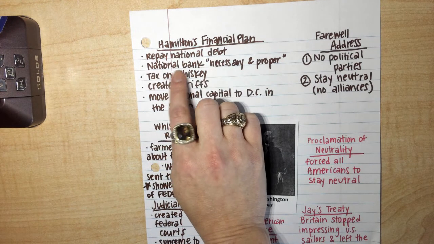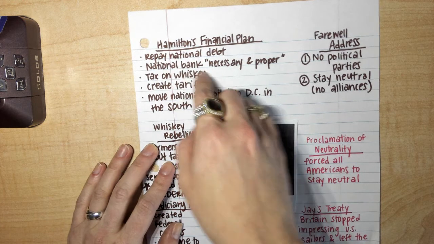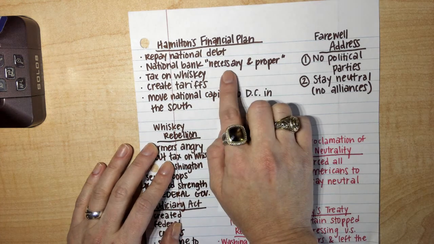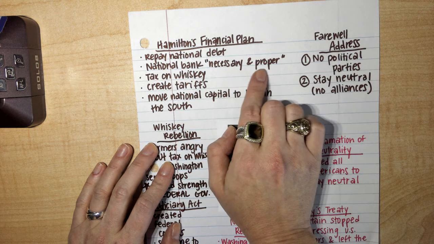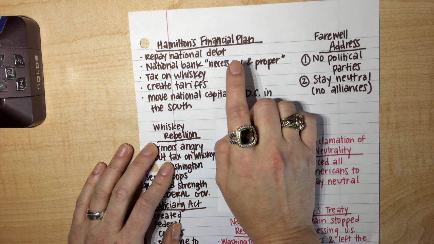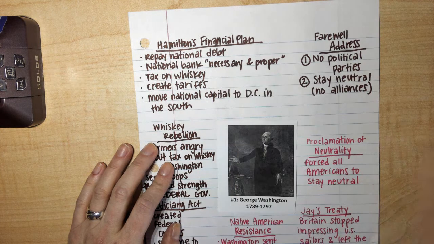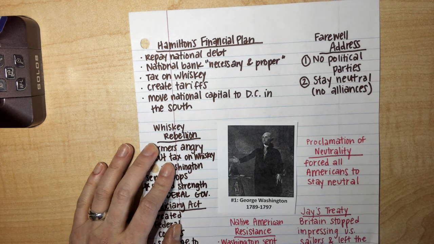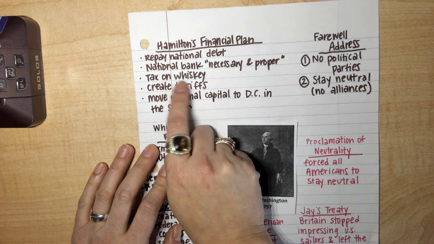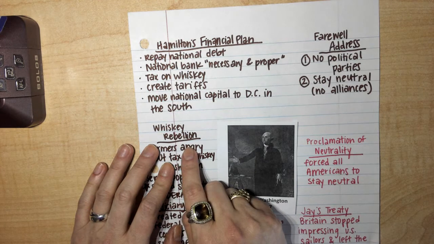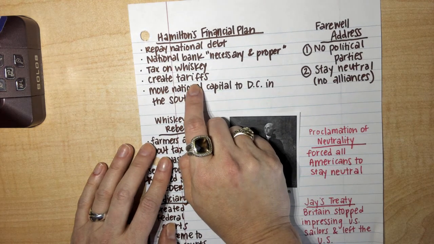Okay? Well, one thing that he wants to do is create a national bank, which again we said he believed was necessary and proper. It is never mentioned in the Constitution, but as a Federalist, he believes in a loose interpretation of the Constitution. So he creates this national bank to be necessary and proper, and he's going to have a national bank with one currency that is used by all of the states. He, of course, issues the tax on whiskey, which leads to the Whiskey Rebellion. He then enacts tariffs. He creates tariffs on imported goods.